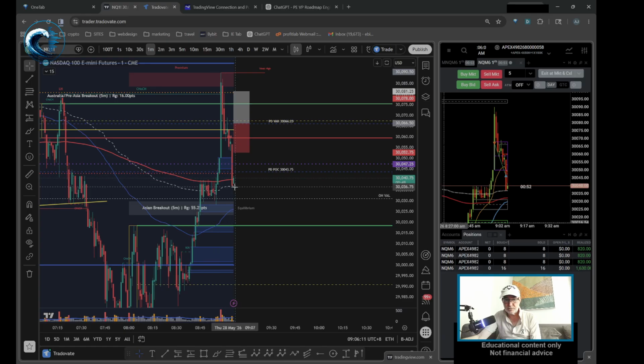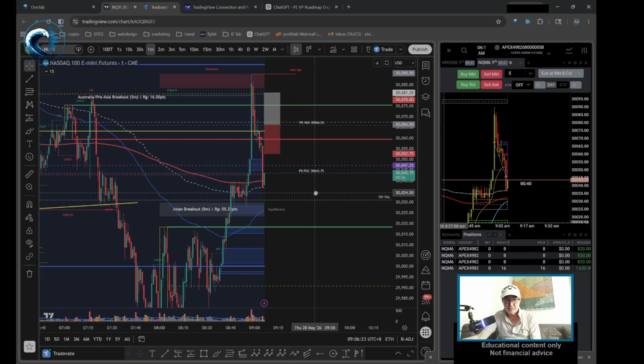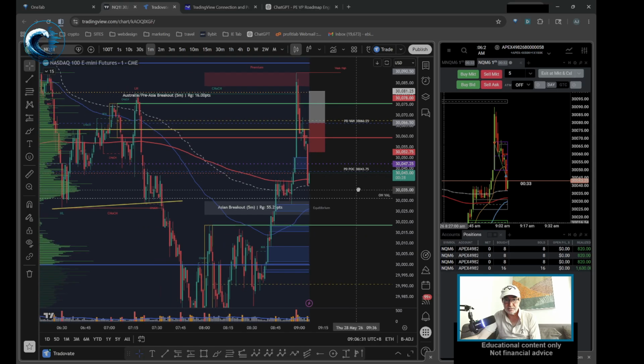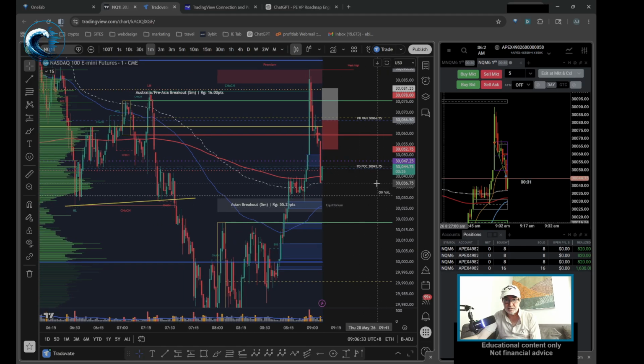So a little reaction off the VWAP. That's why I have the VWAP in. Just a little extra confluence on the chart that I use. Probably you should use it a bit more. But these are my main areas, obviously. The overnights, the previous day, volume profile, points of interest.